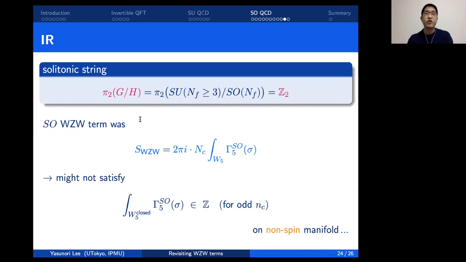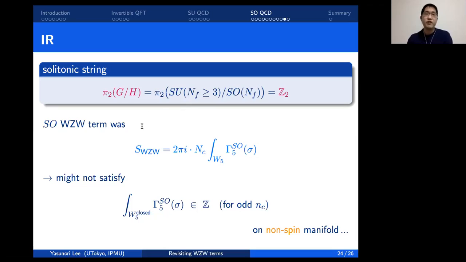Next, let's see what's going on in the IR. So first of all, we are curious whether there's Z2 one-form symmetry, or equivalently Z2 charged strings. And in fact, there is, which can be seen from the second homotopy group of the sigma model target space. As written in this box, for N_F larger than or equal to 3, this pi2 of SU over SO is known to be Z2. So we expect the mixed anomaly in the UV to be somehow reproduced in the IR.